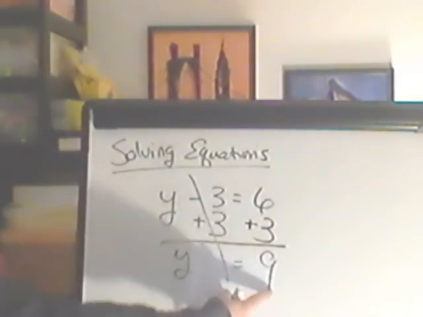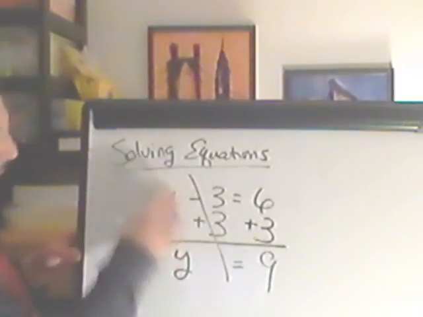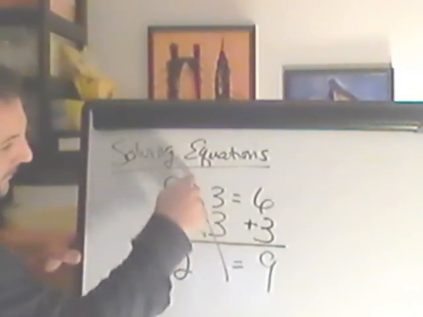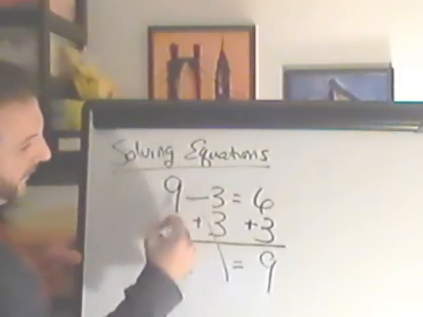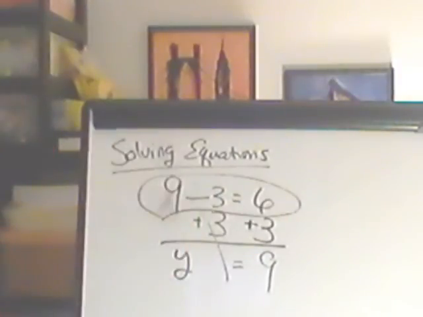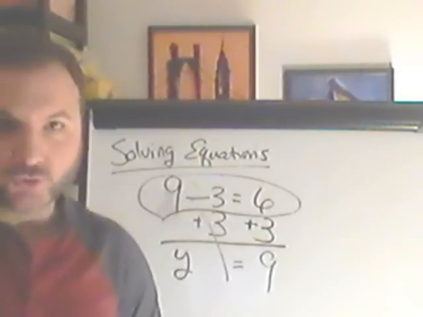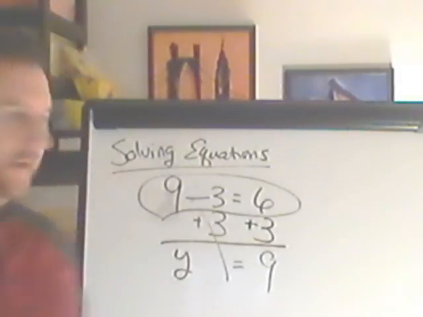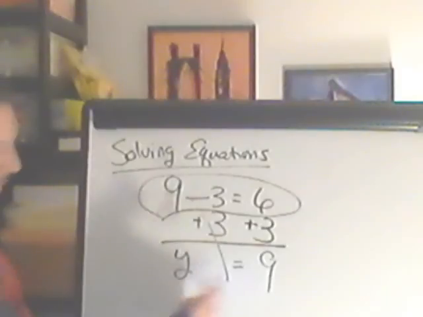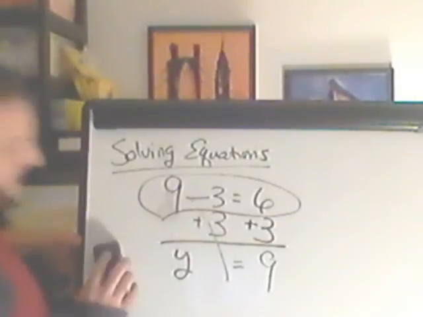I'm going to plug in the y, or the 9 rather, where the y was. I'm going to erase this so you can see it better. And this says 9 minus 3 equals 6. Is that true? What do you think? Is 9 minus 3 6? You bet it is. So in fact, y does equal 9. Okay? I'm going to give you one more. That's subtraction.